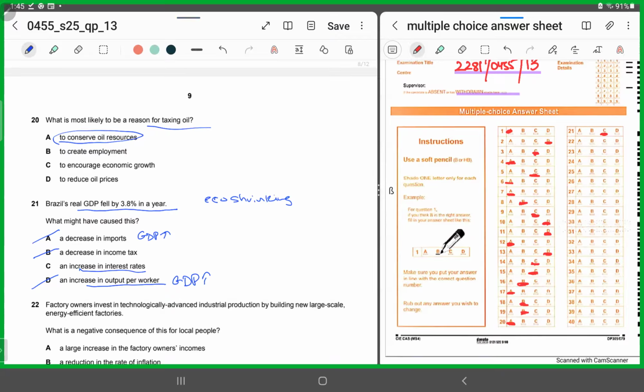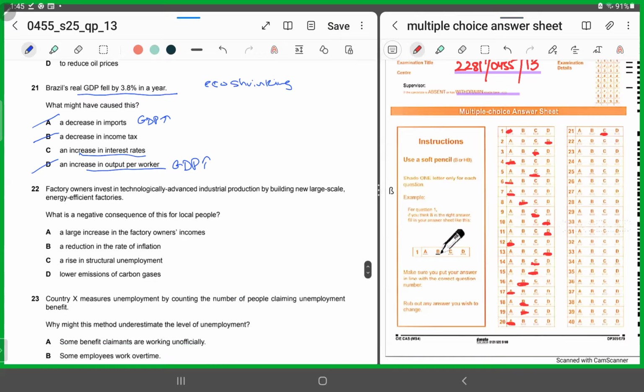22. Factory owners invest in technologically advanced industrial production by building large scale new energy efficient factories. So now what are factories doing? They are investing in high tech production processes. What is the negative consequence of this for local people? So the people of that area, how would they suffer? If the firms are moving towards more innovation, employing more capital, this means they would be demanding less labor. So these people would be redundant, they would be unemployed.